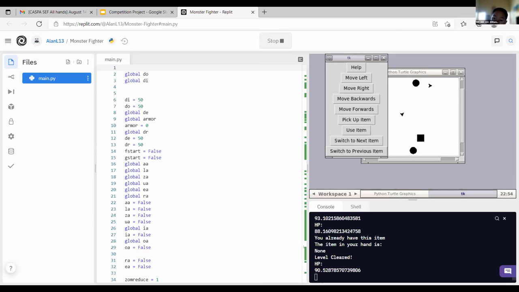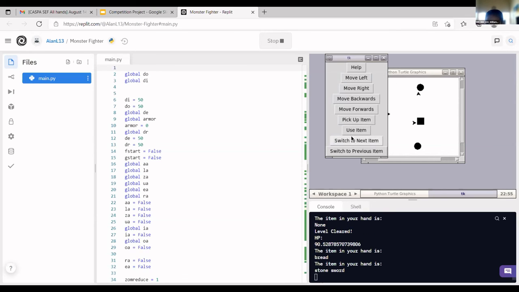Okay, see, it prints level cleared when you beat a level. So let me switch back to the stone sword, and let me use it to defeat the monsters. So the third level, since I already explained some of the fourth level, let me explain the third level now. These are the same monsters because every level, the monsters actually have higher levels, so they do more damage and are faster. So let me just get rid of all these.